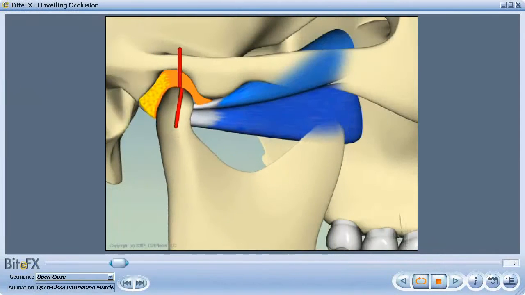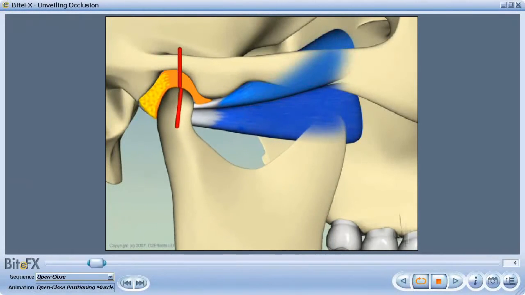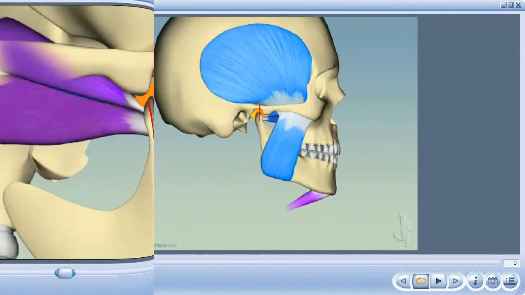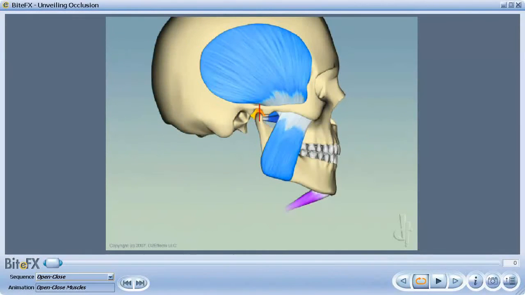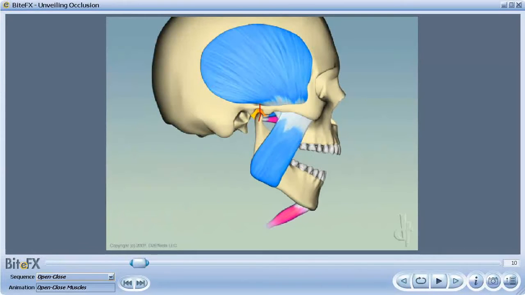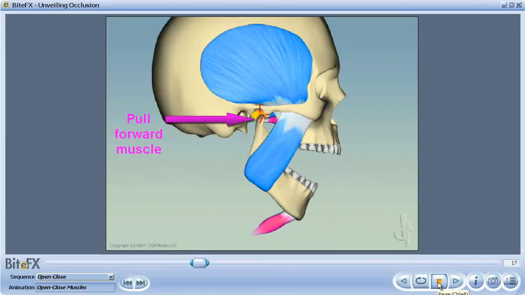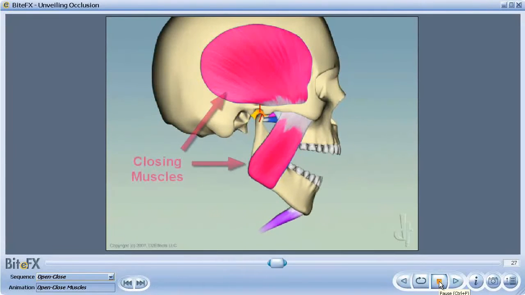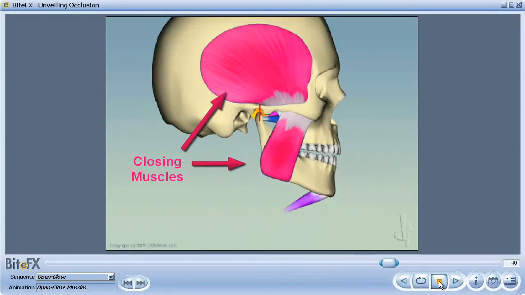Before explaining why malocclusion can affect your jaw joint, we should first introduce you to your temporomandibular joint, or TMJ. First, here's how your jaw works. You have a muscle under your jaw that pulls it down to open. Then, to open really wide, your jaw actually comes out of its socket and is pulled forward by another muscle. To close, these muscles relax, and your strong closing muscles go into tension and bring your teeth together.